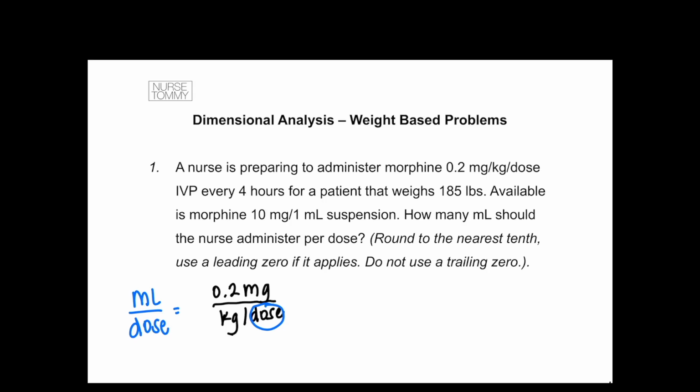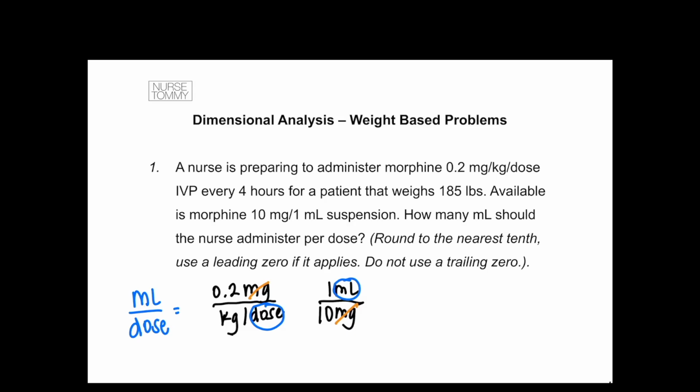So what do we have available? Available, we have morphine that comes in 10 milligrams per 1 ml suspension. Since I have milligrams on the top already, I need to make sure that I can cross out milligrams. So I'm going to put milligrams on the bottom for what we have available, 10 milligrams per 1 ml suspension. Now I can go back and cross out my milligrams, and I know that I have mLs and per dose.